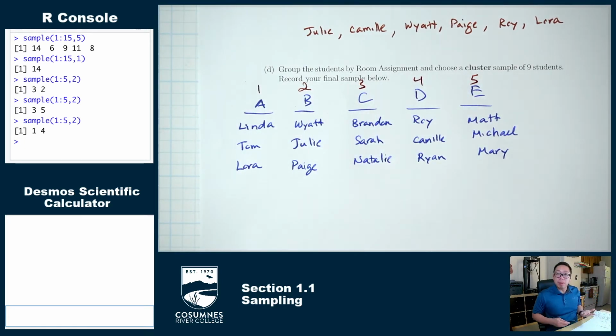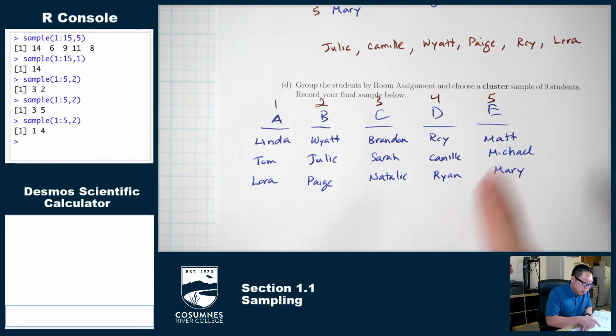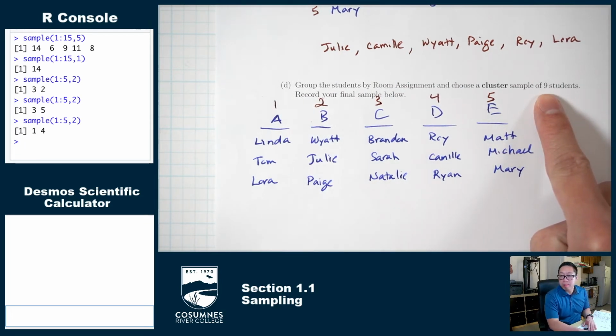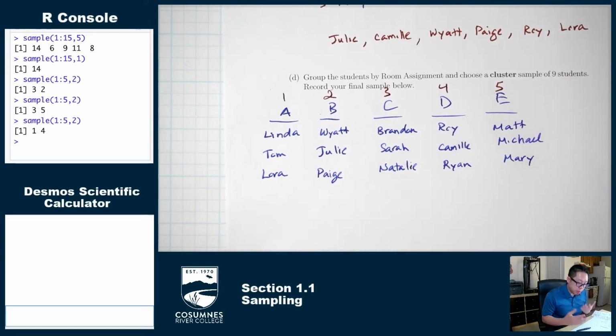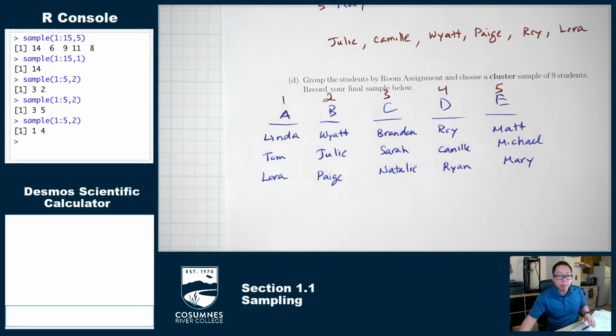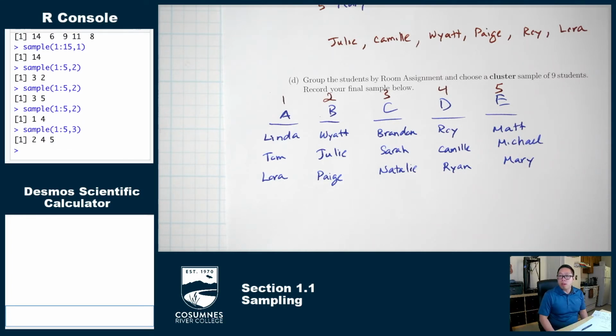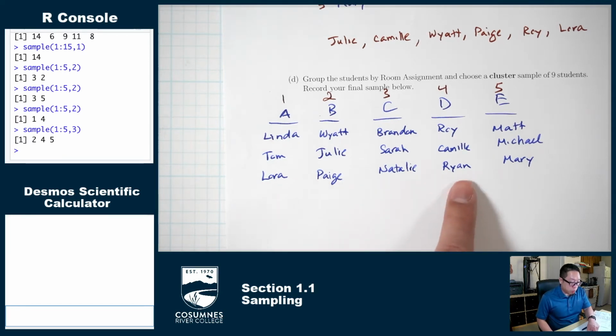Okay, I'm going to pick some of those groups. Now, I want a total of 9 students, which means to get a total of 9 students, I'm going to pick 3 of these groups. So I'm going to pick 3 numbers between 1 and 5. So sample 1:5, and I want 3 numbers, 2, 4, and 5. This is telling me to use group 2, group 4, and group 5.